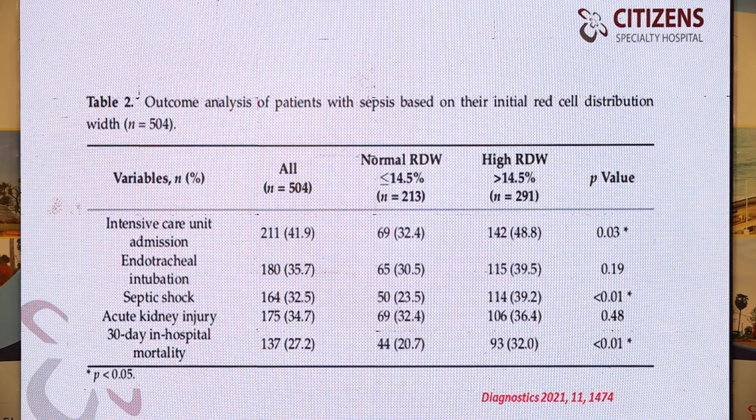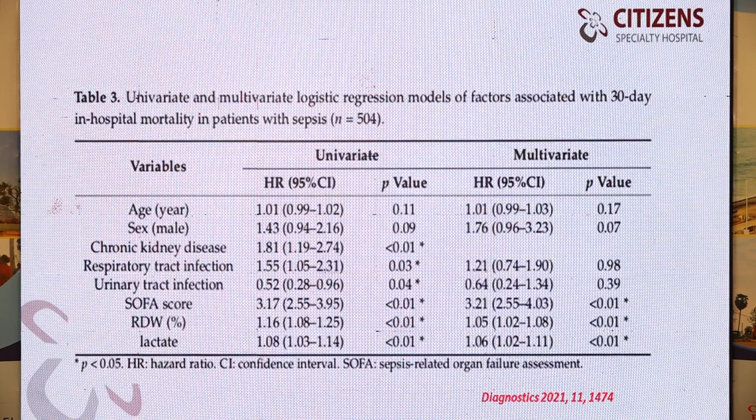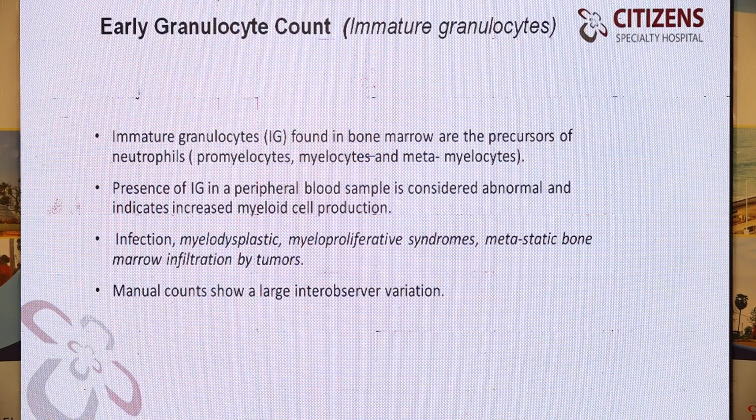They could not find any difference between patients who were electively intubated and acutely intubated. Again, they did univariate and multivariate logistic regression models, and they found that there are only two factors which increase the mortality so far: RDW and lactate.